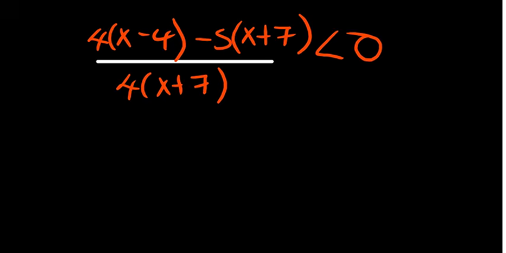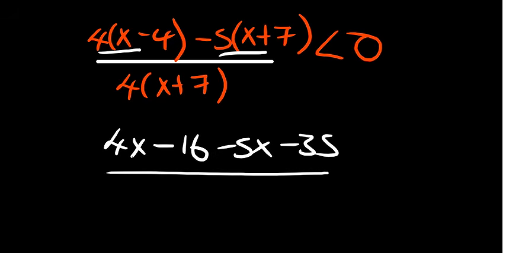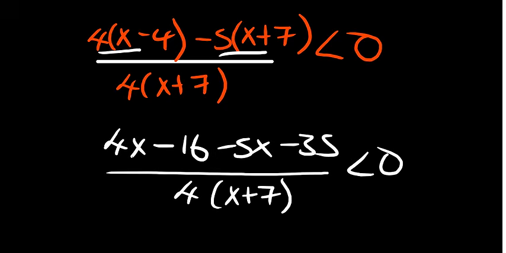So at that point, 4 by x is 4x minus 16. That is minus 5x. That is minus 35 over what? 4 by x is 4x plus 4 by that is, okay, we can just leave it the way it is. So 4(x plus 7) should be less than 0.